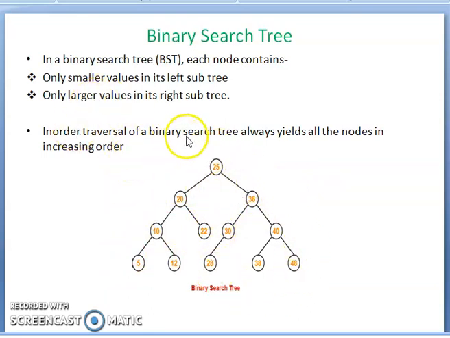The in-order traversal of a binary search tree always yields all the nodes in increasing order. I will explain what in-order, pre-order and post-order are in the next video. First of all, you should know how to traverse in-order. So what is the in-order of this particular binary search tree?